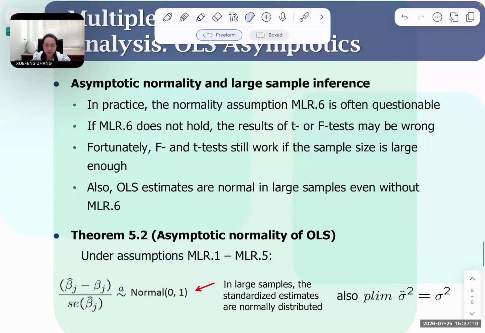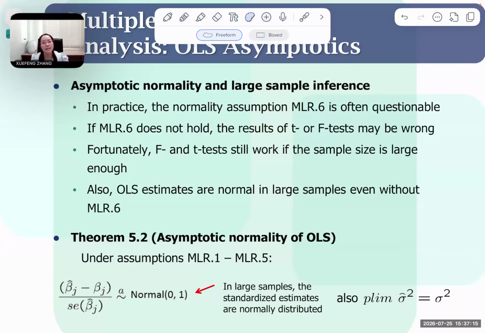Next one. Now the second big concept, asymptotic normality. This is the result that really rescues us from the normality problem. Okay, let me recap. In practice, MLR6 is often questionable, right? As I mentioned earlier, normality is questionable. If it fails, our exact t-ratio and f-test from chapter 3 could technically be wrong.